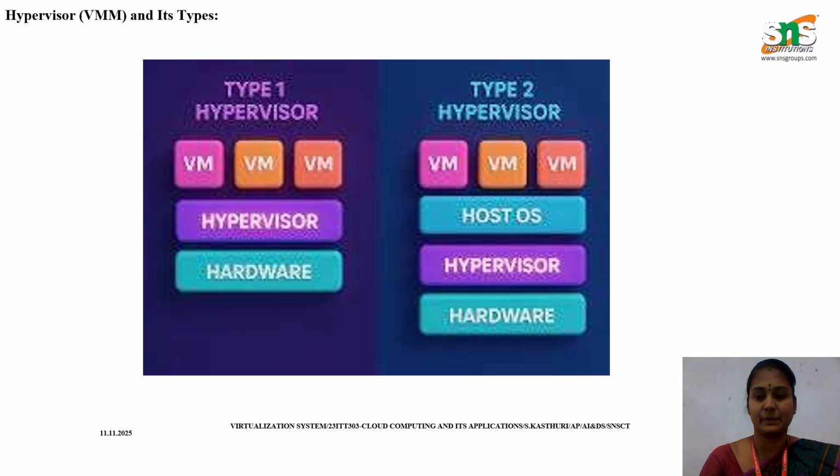Hypervisor or VMM, virtual machine monitor, and its types we are going to see. A hypervisor manages virtual machines by distributing hardware resources. There are two types of hypervisors. The first one is the bare metal hypervisor. It is installed directly on the hardware, for example VMware ESXi, Hyper-V, Xen. It offers high performance and strong isolation. Type 2 is the hosted hypervisor. It runs on top of an existing OS like VirtualBox or VMware Workstation. It is mainly used for testing and development.